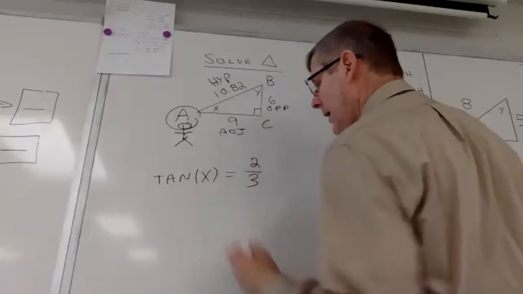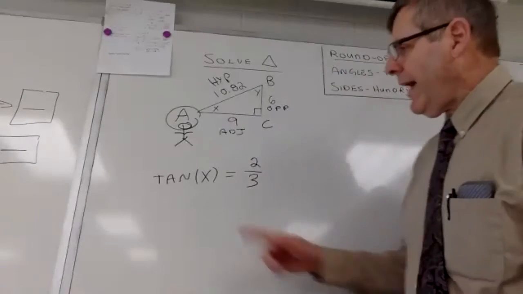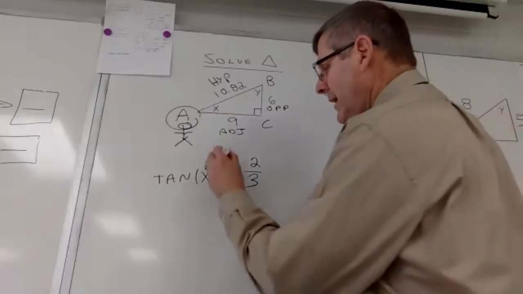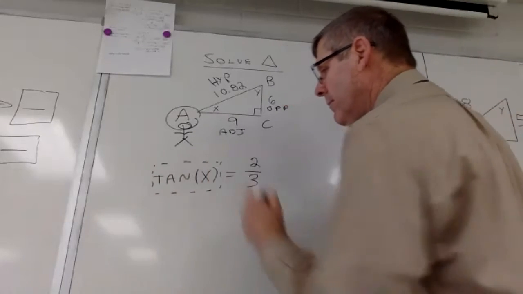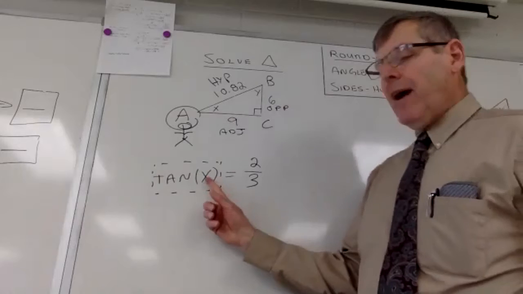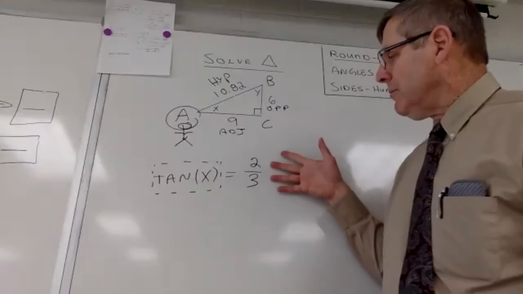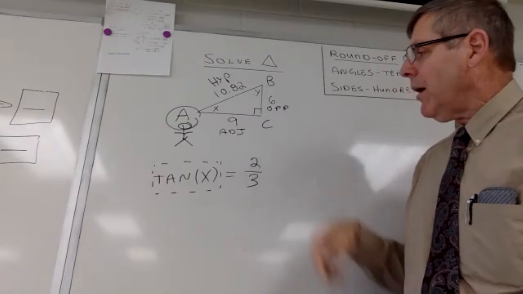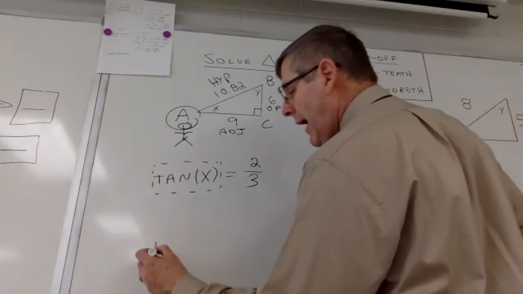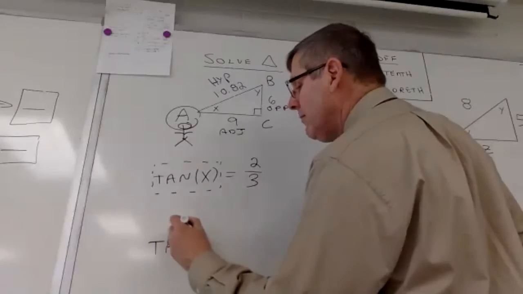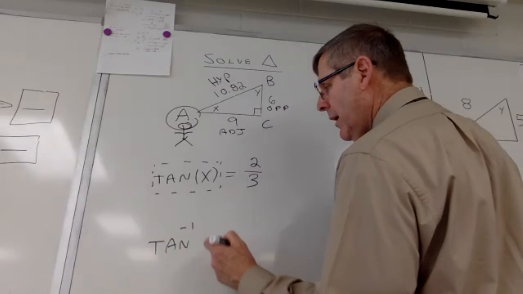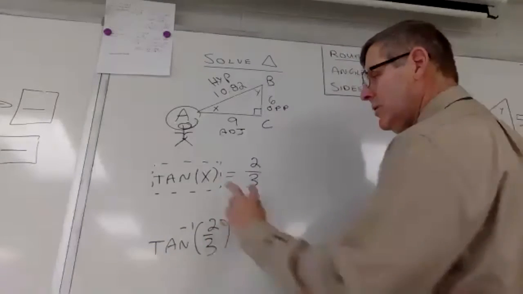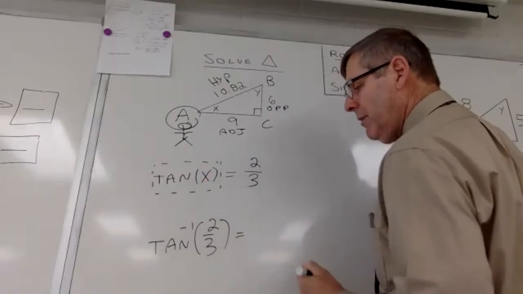Nothing wrong with doing that. Now, this is that situation where I know this is one entity. I can't break this thing up. So how do I find the angle that gives me an answer of 0.6667? I have to use the tangent inverse of 2/3, because if I'm going backwards, I flip these two, and that's going to give me my angle.